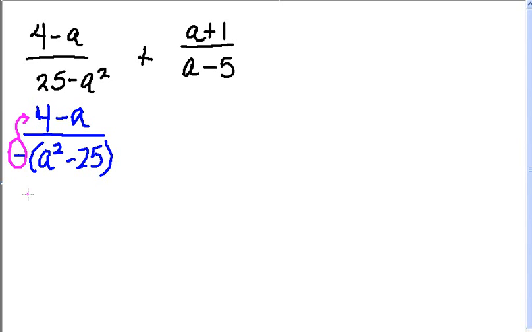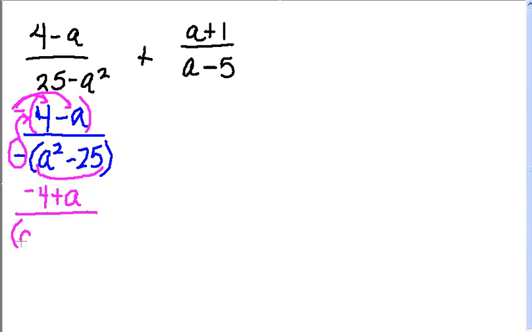So now I can rewrite my numerator as minus 4 plus a, okay? Because when I move the negative sign up here, I have to make sure that I distribute it to every term in the numerator. So my positive 4 becomes negative, and my negative a becomes positive. Now I'm ready to factor my denominator. Since I moved the negative sign up, all that's left in my denominator is a squared minus 25.